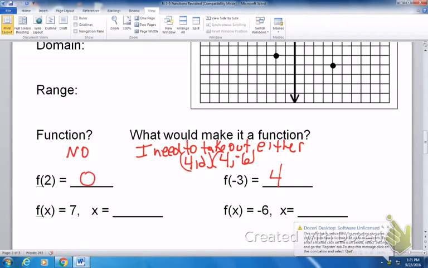Now be careful because the next three problems are backwards. They're saying what's x when f of x equals 7. That's really saying what's x when y equals 7. So if I look back up at my points, the only place that y is 7 is when x equals 0. The same thing's happening on the next one. I need to know when is y negative 6. Well, y is negative 6 when x is 4. All right, guys, let's keep on moving.